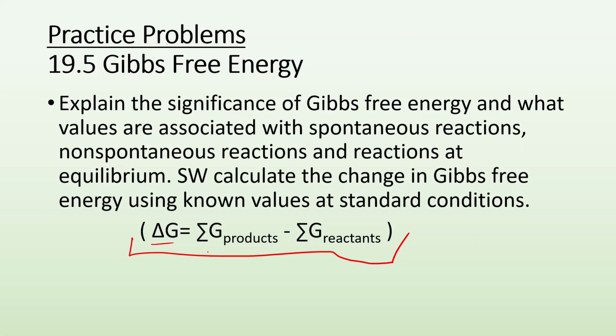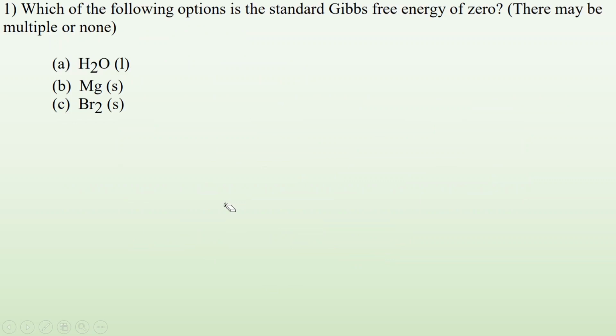The change in Gibbs free energy is equal to the sum of the Gibbs free energy of the products minus the sum of the Gibbs free energy of the reactants. All right. So number one, which of the following options is a standard Gibbs free energy of 0? There may be multiple or none.